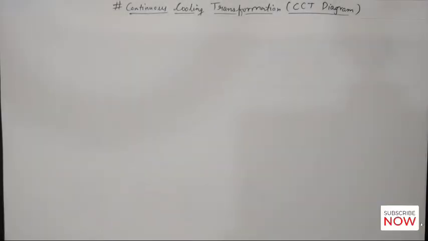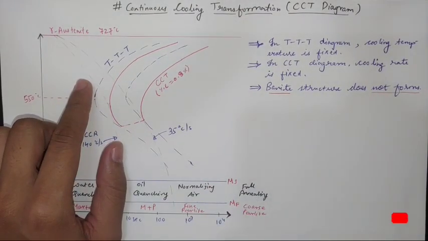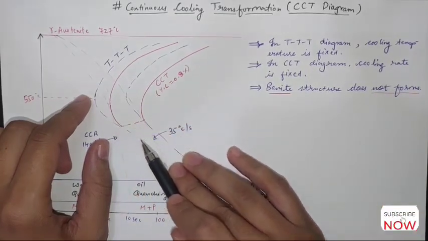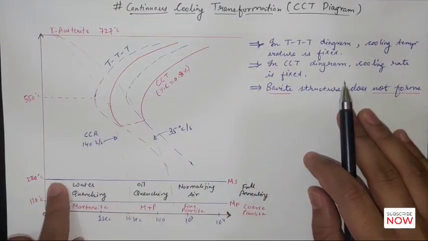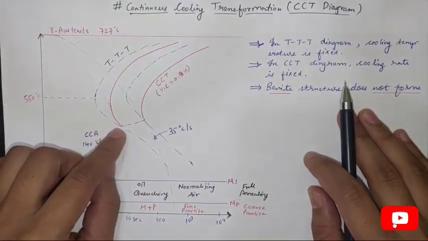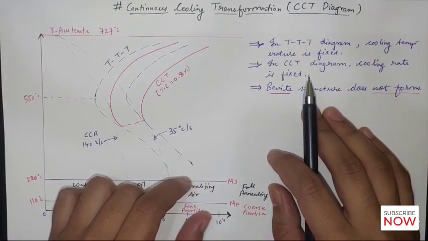In this video, we will see the continuous cooling transformation diagram. It is also called the CCT diagram. This diagram is derived from the TTT diagram. You can see this blue dashed line is the TTT diagram, and this red line is called the continuous cooling diagram, because in this diagram we cool at a fixed cooling rate.